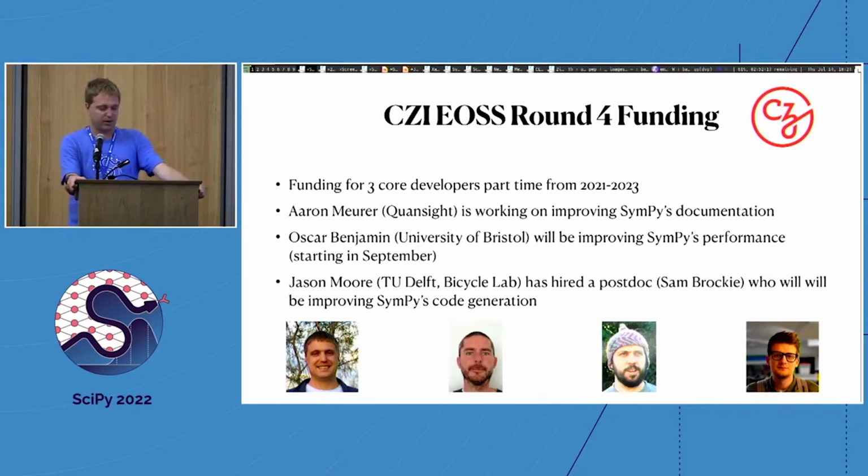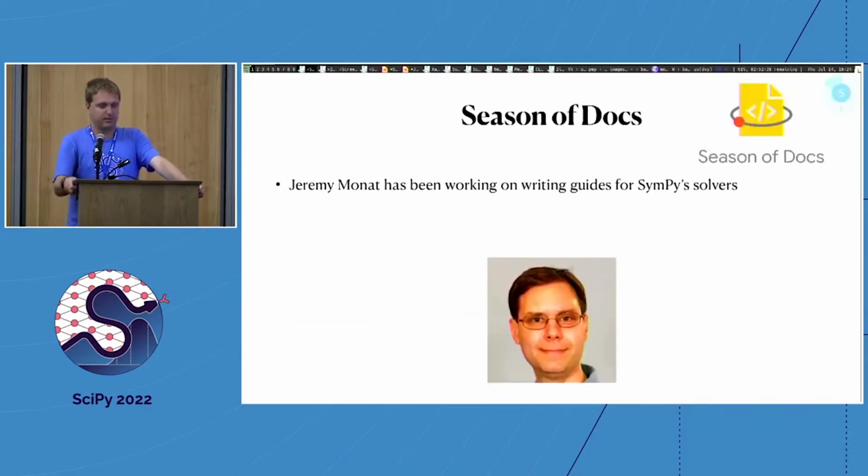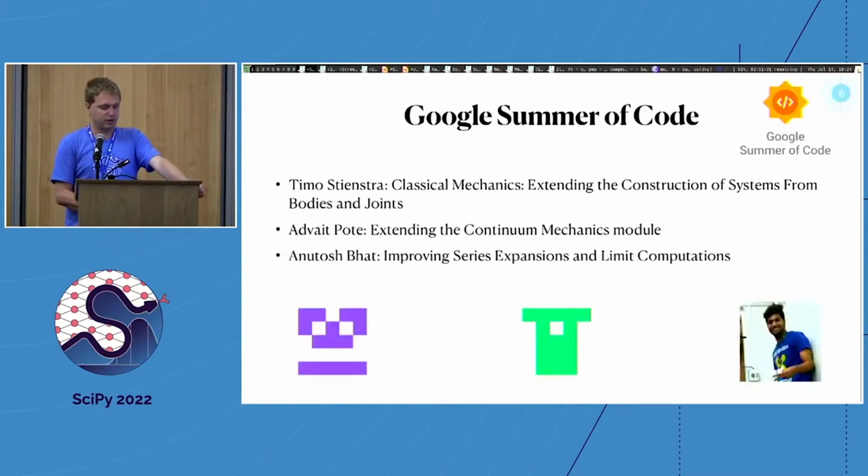Oscar is going to be working on improving the performance, and Sam Brocky will be working as a postdoc at Jason Moore's lab at TU Delft. He's going to be working on code generation. Additionally, we have a Season of Docs technical writer, Jeremy Monat, who's been improving our documentation, writing new guides for SymPy solvers. We have 3 Google Summer of Code students this year.